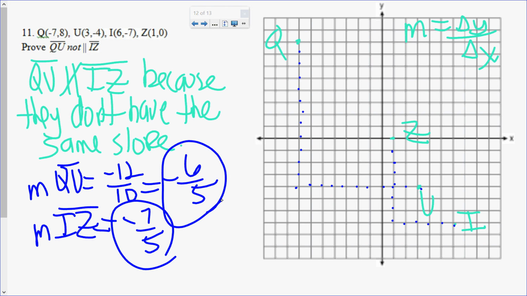That's it. If I wanted to prove that things were not perpendicular, I would show the slopes are not negative reciprocals. The work is the same for all these. You're just calculating the slope of both segments. If they're parallel, they should be the same. If they're not parallel, they should not be the same. If they're perpendicular, they should be negative reciprocals. If they're not perpendicular, they should not be negative reciprocals.